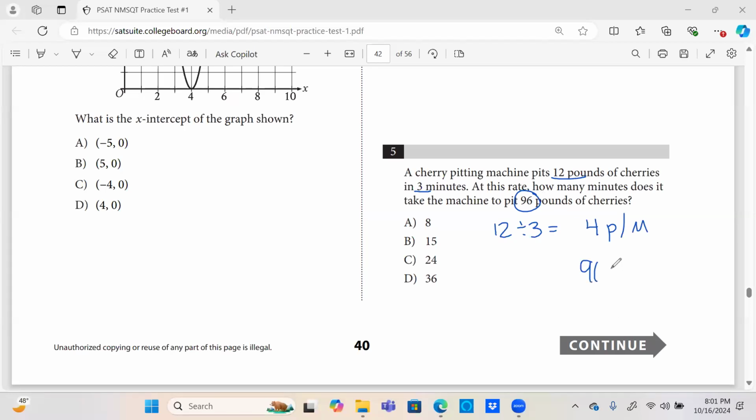So 96 pounds, how many minutes? 4 times what is 96, or basically 96 divided by 4, and that is 24. So if it's 4 pounds in 1 minute, it'll be 96 pounds in 24 minutes. 4 times 24 is 96. 1 times 24 is 24. I like the first way better with the proportion, but they do both work.